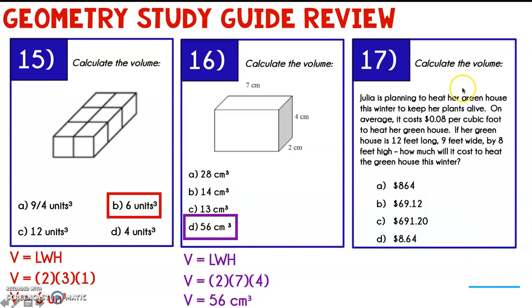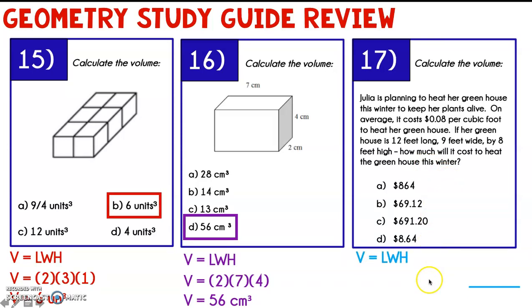Then for number 17, this is a real world volume question. So it says Julia is planning to heat her greenhouse this winter to keep her plants alive. On average, it costs 8 cents per cubic foot to heat her greenhouse. If her greenhouse is 12 feet long by 9 feet wide by 8 feet high, how much will it cost her to heat the greenhouse this winter?